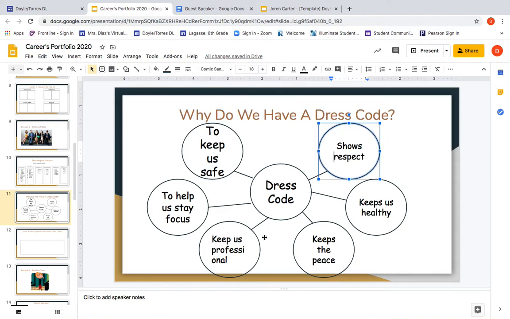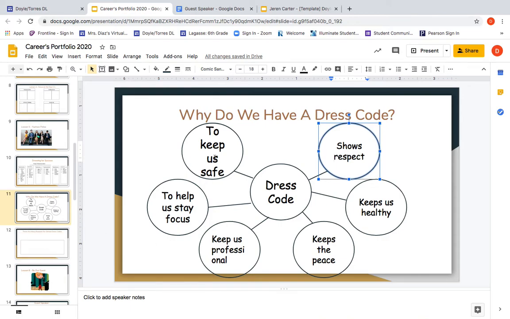So these are the many reasons why we have a dress code, okay? All of these reasons, and you may think of another one that would be great. If you think of another one, you go ahead and write another one in there, okay? But we have several reasons why we have a dress code.